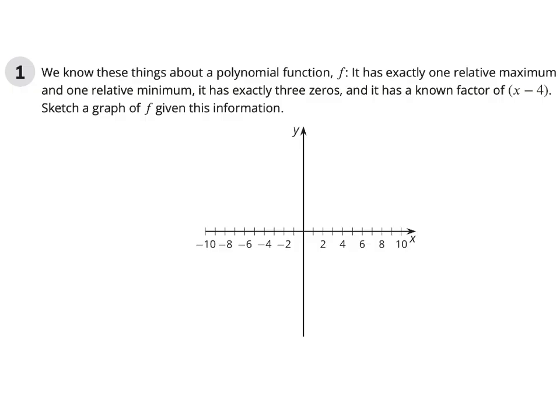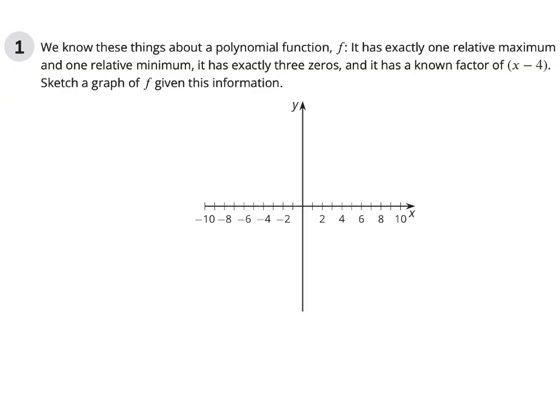Okay, so starting with number 1. Read the sentence and then let's talk about where to put what. One relative minimum, one relative maximum, has 3 zeros, which means it's third degree. The number of zeros is equal to the degree. So 1, 2, 3 zeros.